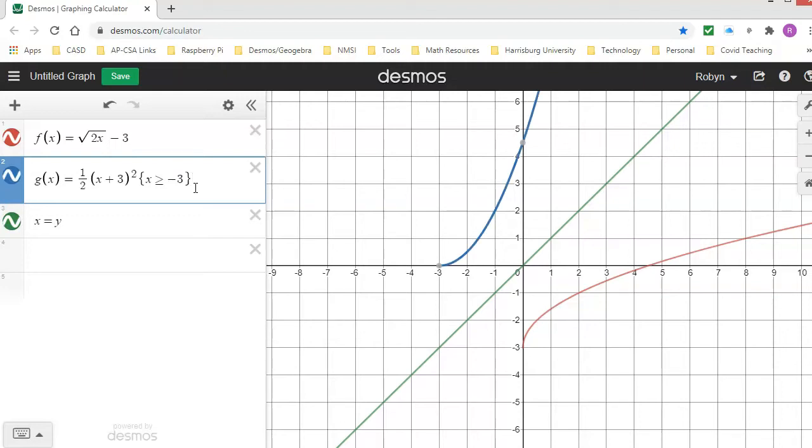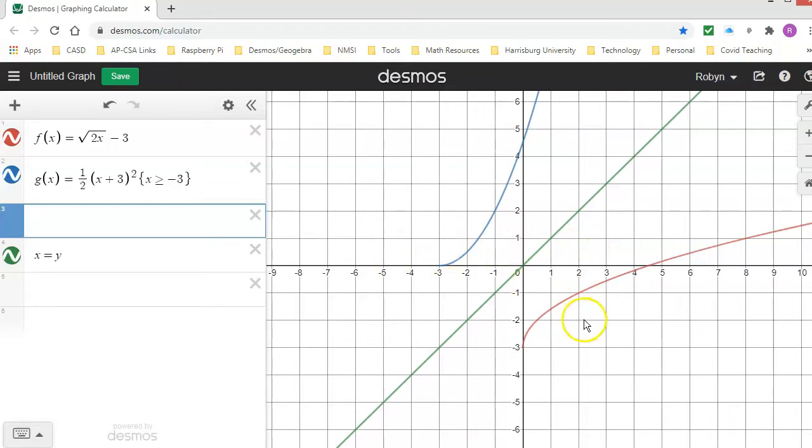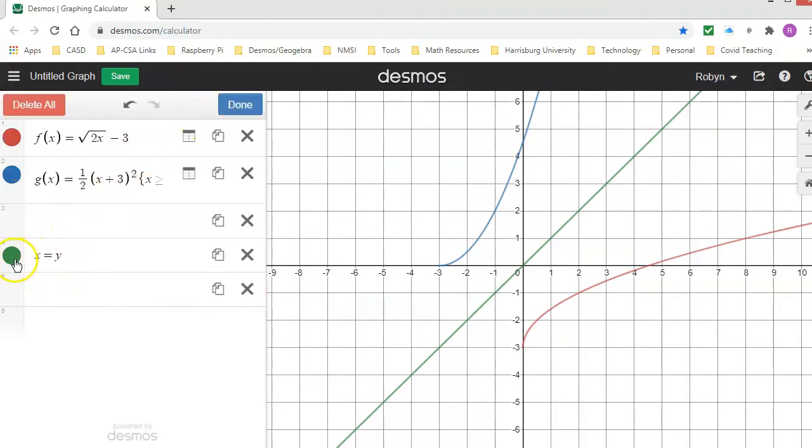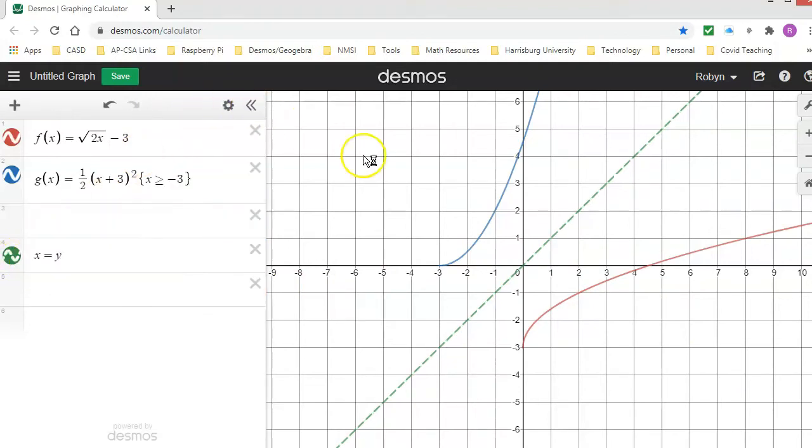And then we'll close that curly brace and press enter. And now we can see that we do have the symmetry over this dashed line y equals x that we wanted to see for a graph of a function and its inverse. So by restricting the domain, we end up with the half of the parabola that is a reflection over the line y equals x, with the original f of x equals the square root of the quantity 2x minus 3.